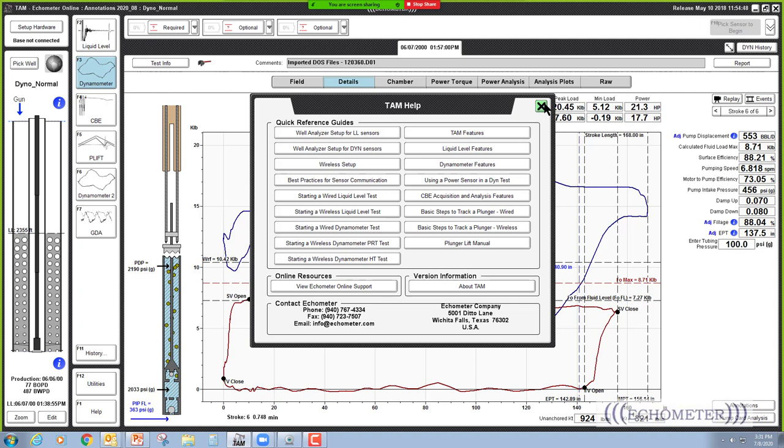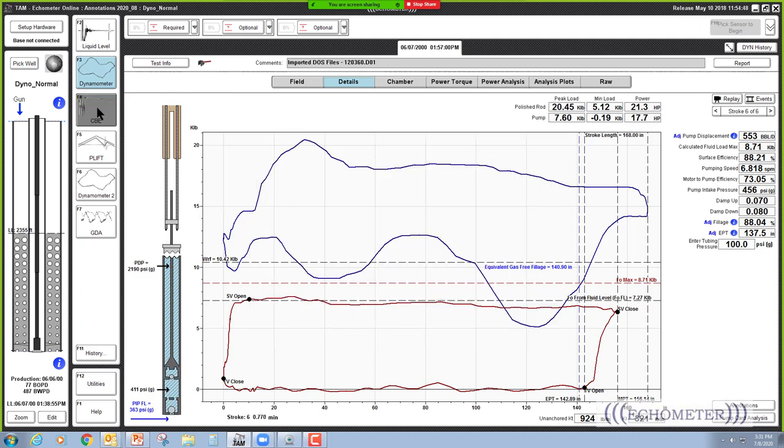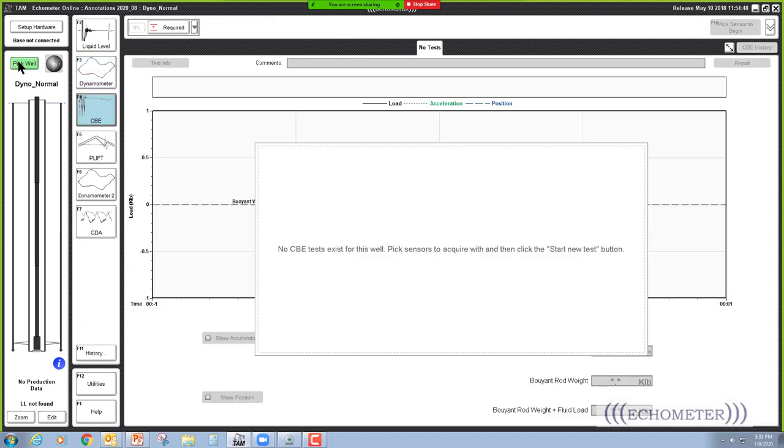Now, this well probably doesn't have a CBE test. I don't know if I have an example of the CBE test among these eight examples, but I may. If I see it, I'll talk about it a little bit.